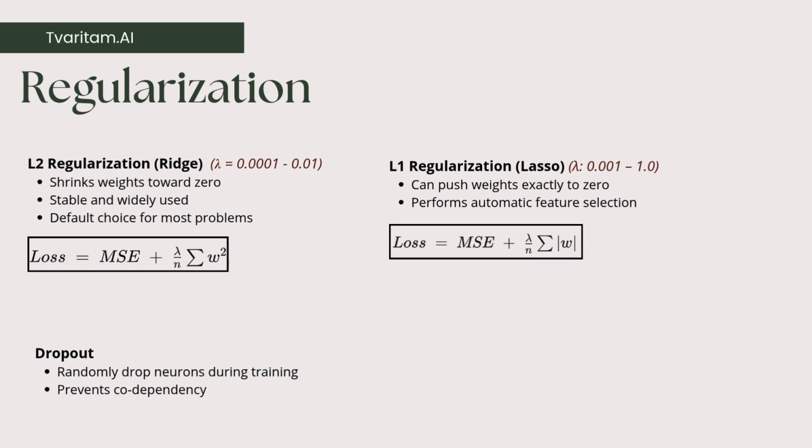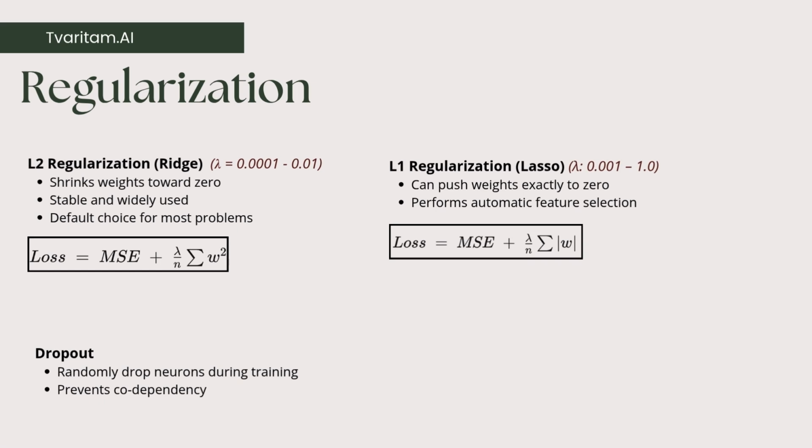Now for regularization, where we want to prevent our models from overfitting so that our model does not memorize the training data but instead learns the patterns so it can generalize on new or unseen data. First is L2 regularization, also called ridge, and it adds a penalty proportional to the square of weights. This encourages the model to keep weights small and discourages overly complex solutions.